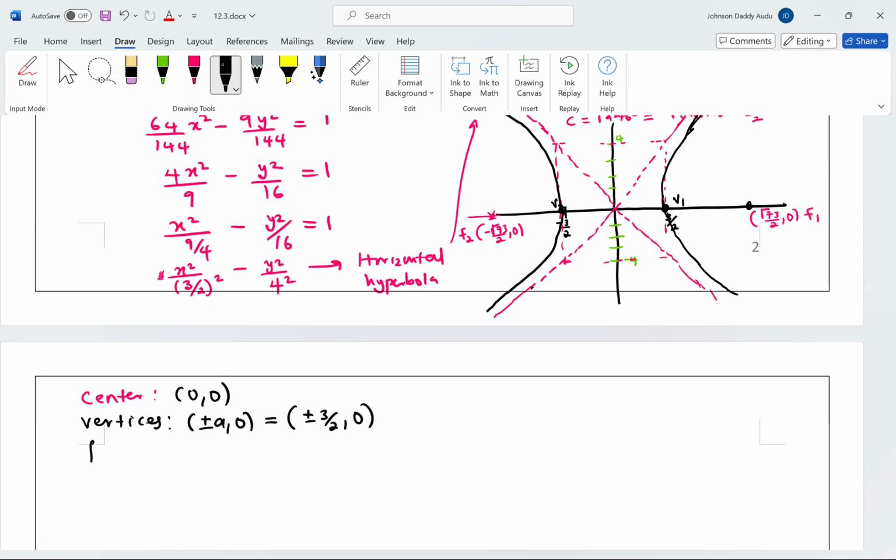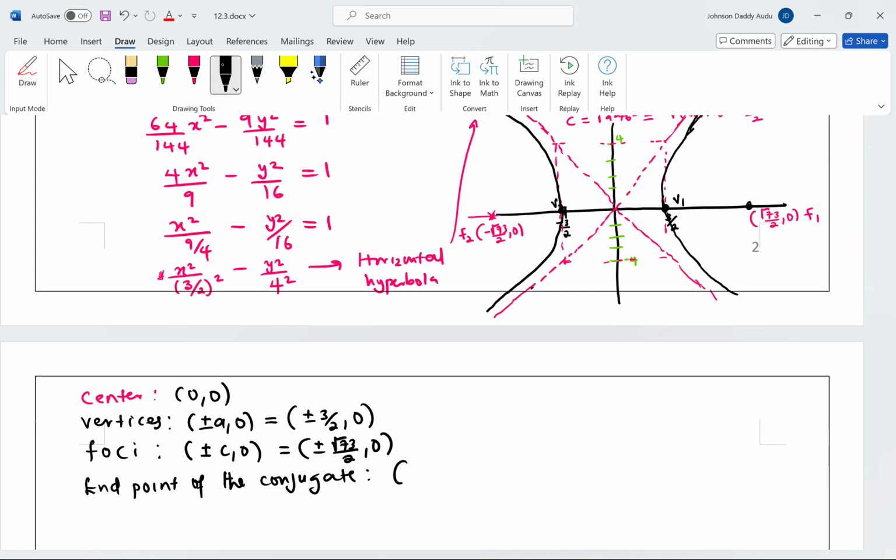Then we know the focus here is also going to be on the transverse axis. So it's going to be plus minus C, 0, which is going to be plus minus root of 73 over 2, 0. And then we have the endpoints of the conjugate axis. So our conjugate axis in this case is our y. So it means it's going to be 0, plus minus b, which is simply 0, plus minus 4.